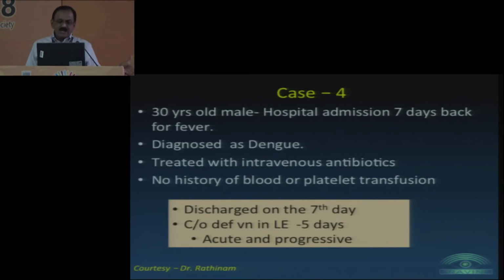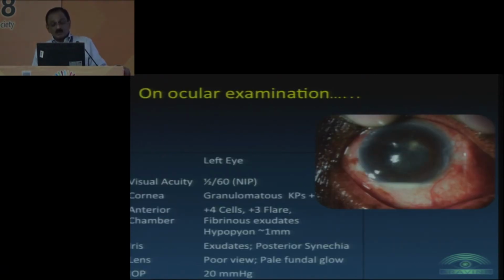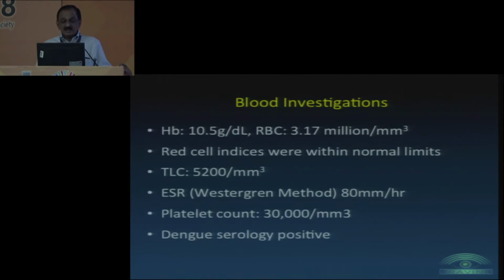Next case, a patient who was admitted for dengue was treated with intravenous antibiotics, discharged on the 7th day, but he had defective vision for 5 days in one eye, which was acute and progressive. He had granulomatous KPs, fibrinous exudate, posterior synechiae, and the fundus was of no view. What would you think of the diagnosis as? This was just to give you the blood investigation. He was dengue serology positive. So what could be the diagnosis in this case?